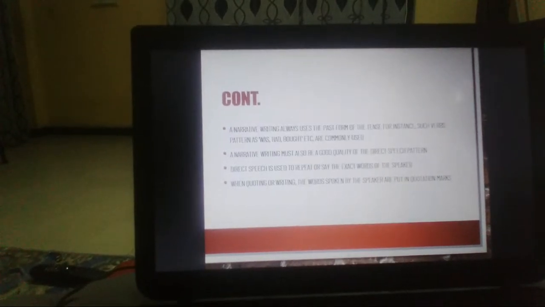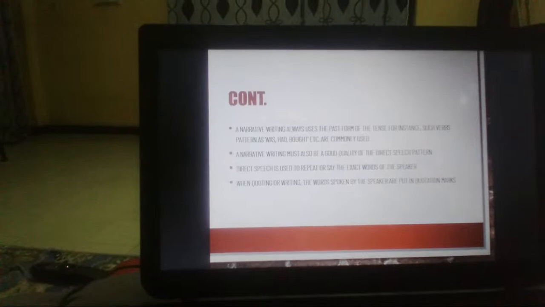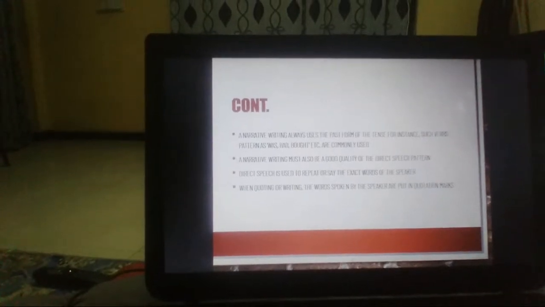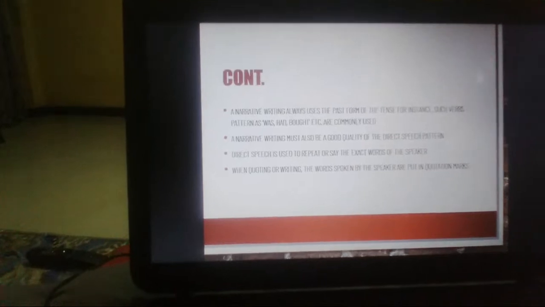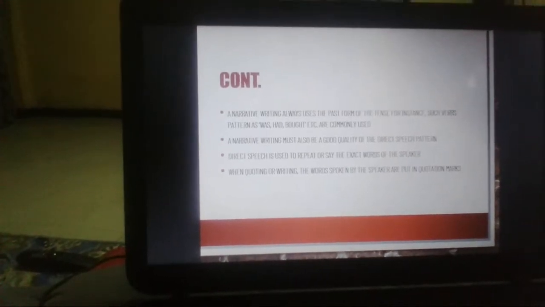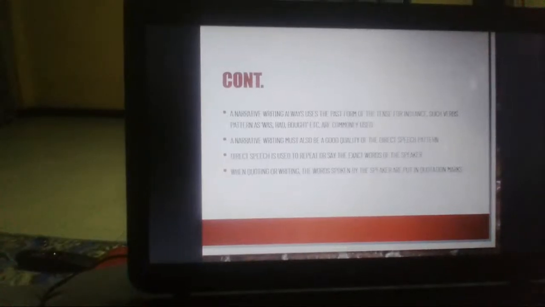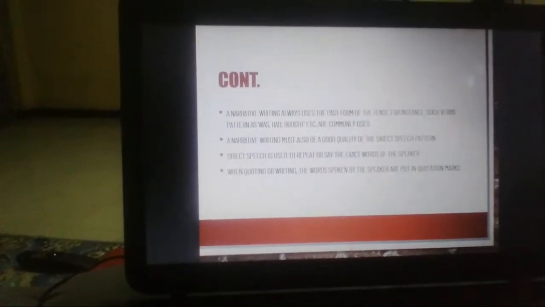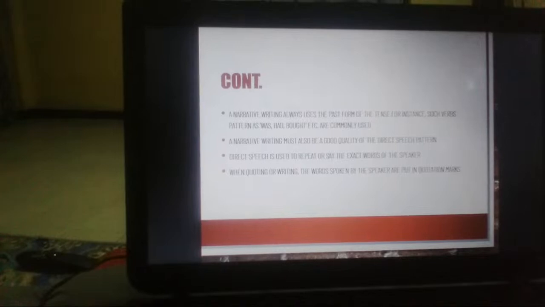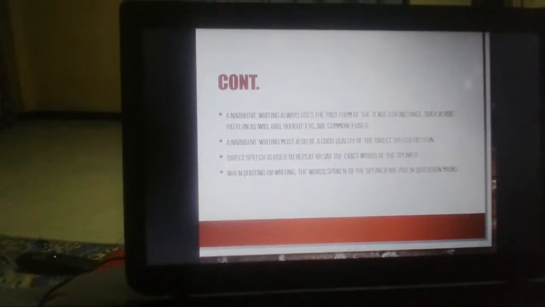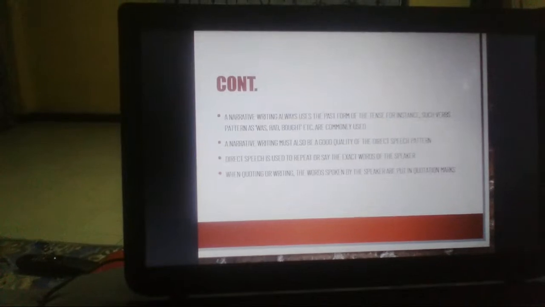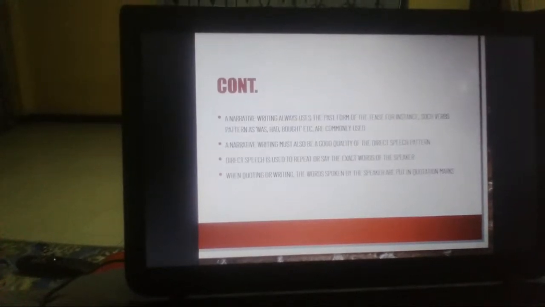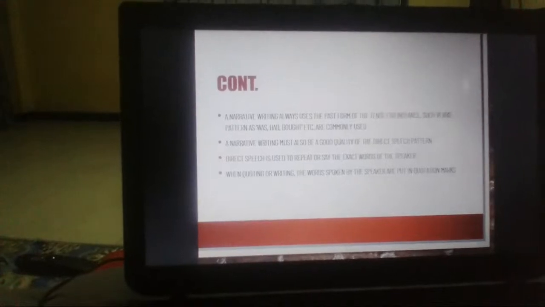Let us continue. We are looking at the hints that separate narrative composition from other compositions. So we are saying a narrative writing always uses the past form of the tense. Such verbs as was, had, bought are commonly used because these words are showing what happened. Okay? And another point that we are looking at, a narrative writing must also make good use of direct speech. You must make use of the speech pattern.